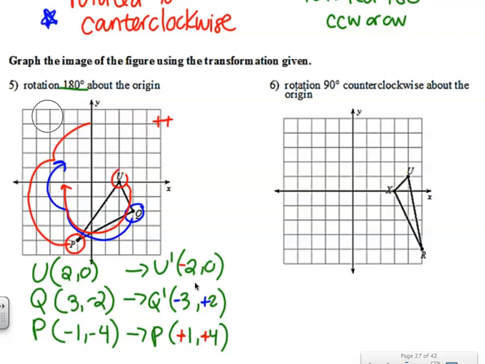Okay? Once you have checked your ordered pairs, now you can go ahead and graph all that work that you did. So U is going to be at a negative 2, 0, and that's my U prime. Q is going to be at a negative 3, positive 2, and then P is at a positive 1, positive 4.